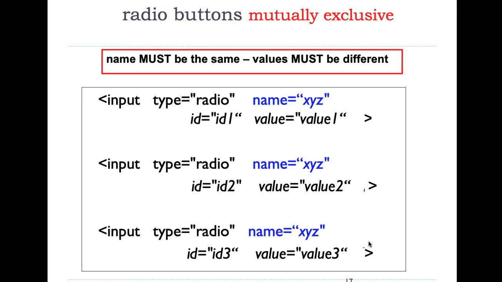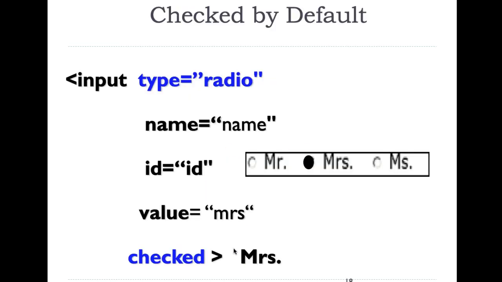All right, so they are again mutually exclusive. In this case, we have the same name, group XYZ, and if the name is the same, the values have to be different, which means you can only choose one of these. And if you have it checked by default, you use the checked property. If you look online, you'll see checked equals and checked in quotes, but you can use the shorthand, which is just checked. And if you have the same name and you click this, then regardless of this directive, Mrs. would not be checked once the user initializes another check.